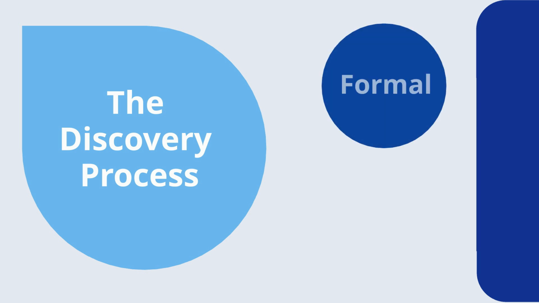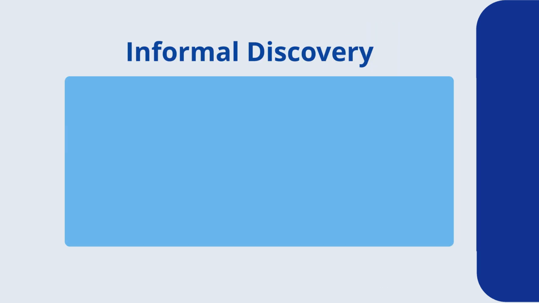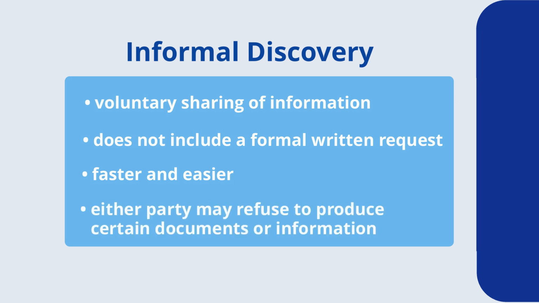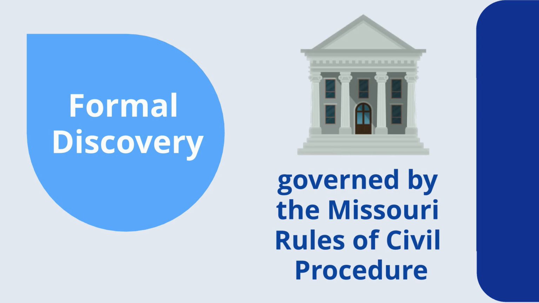Discovery can be formal or informal. Informal discovery is the voluntary sharing of information without a formal written request. Informal discovery is faster and easier. However, because it's voluntary, either party may refuse to produce certain documents or information. Formal discovery is governed by the Missouri Rules of Civil Procedure, including important service requirements and deadlines.